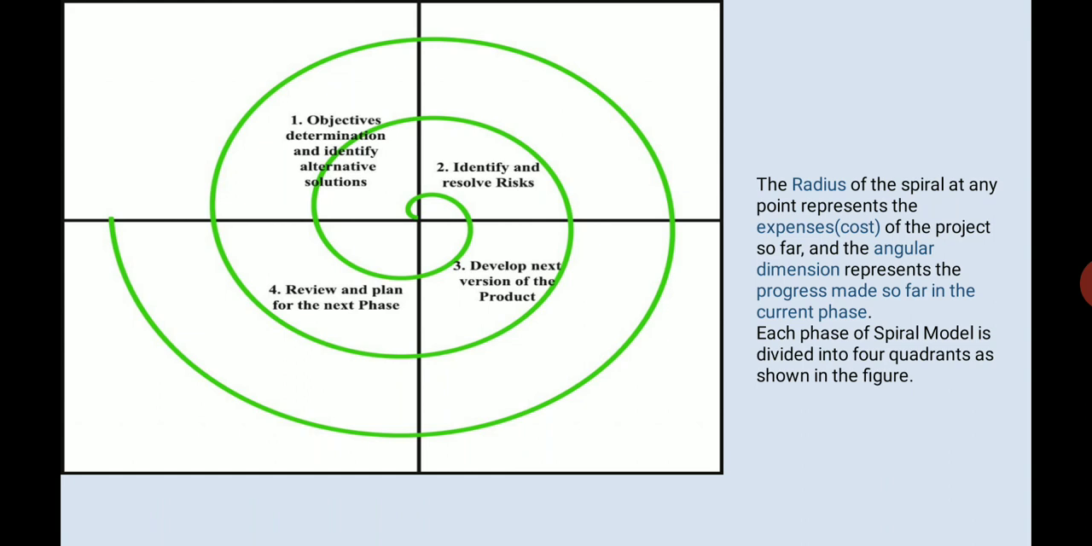Then you will develop a prototype. Then you'll identify the risk. Then you go to the next. You'll see how you'll review this risk. You'll improve your prototype or your software and try to incorporate this risk, and then again review and plan, and then again identify alternative solutions. You'll see what alternative solutions can be accommodated, right?